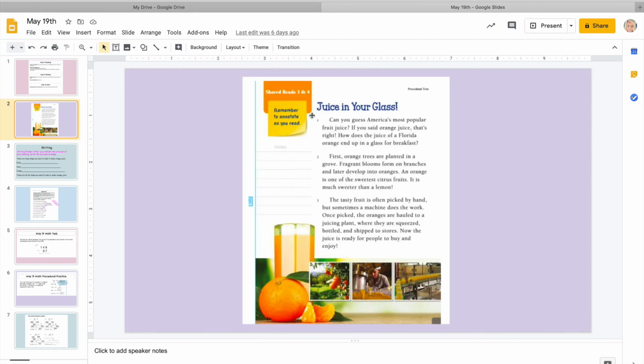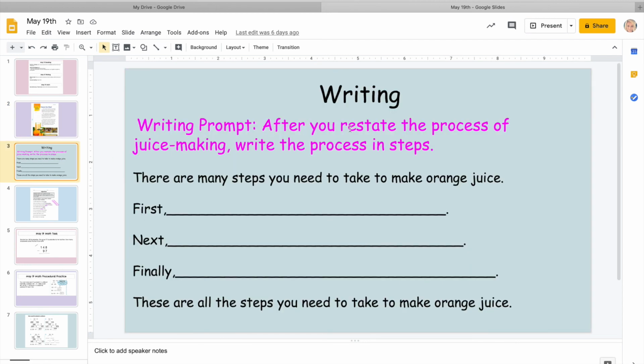This is the juice article you're going to read, and it is a procedural text. What that means is it is explaining how to do something. So it's explaining it to you in the different steps. Okay, so you're going to read this, and then after you read it, you're going to discuss it with either a parent or a sibling and talk about the steps they took to make that juice. And that is tied in with our writing prompt today. So after you restate the process of juice making, so after you've talked about it with a sibling or a parent, then you're going to write the process in steps.